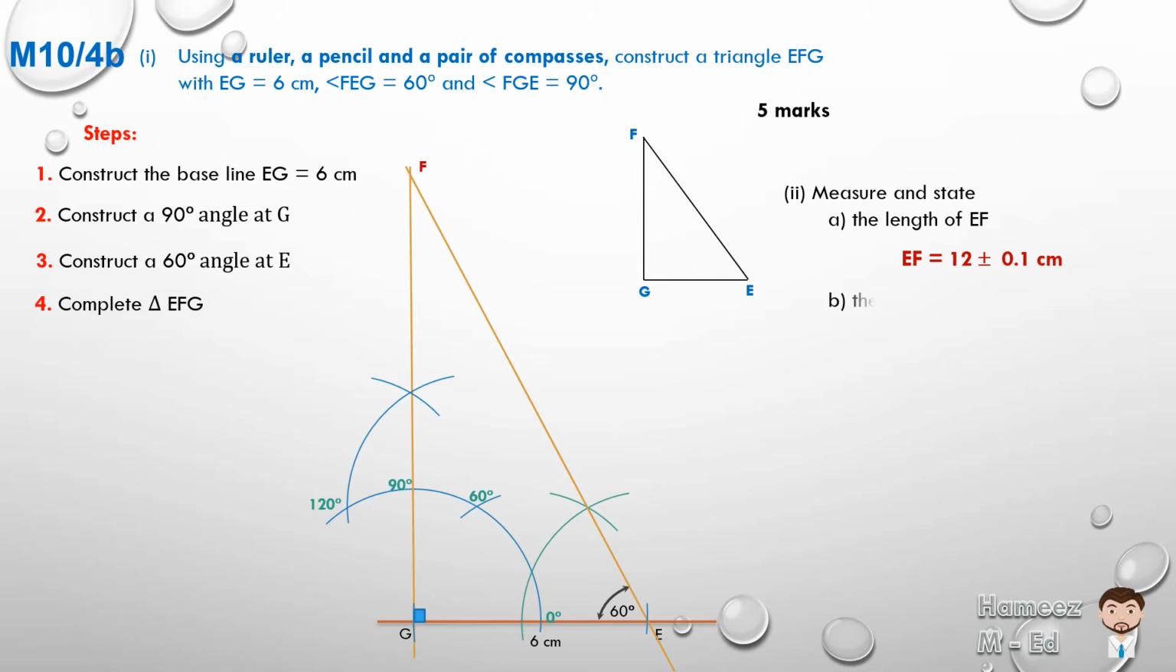And part B, the size of the angle EFG. If the base angles are 60 and 90, that angle up on top, EFG. Remember EFG, if we have an angle like that, it means the angle is at the middle letter, F. So the angle there will be 30 degrees. And they've given a little range, 30 plus or minus 1 degree. So 31 degrees or 29 degrees, anywhere within there will also work. So we've constructed the right angle triangle.